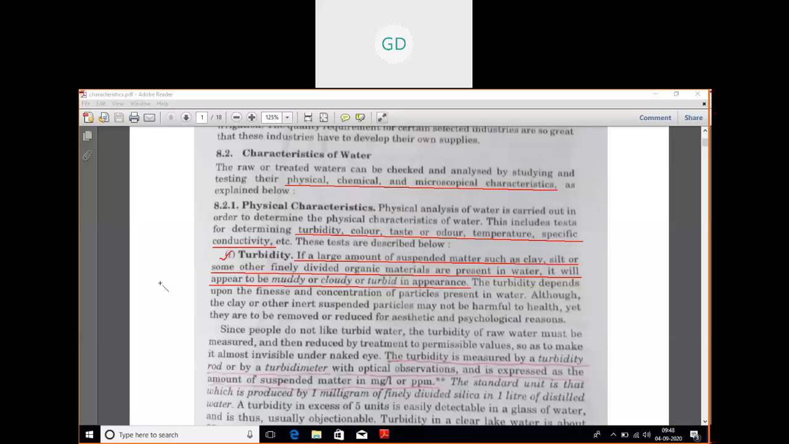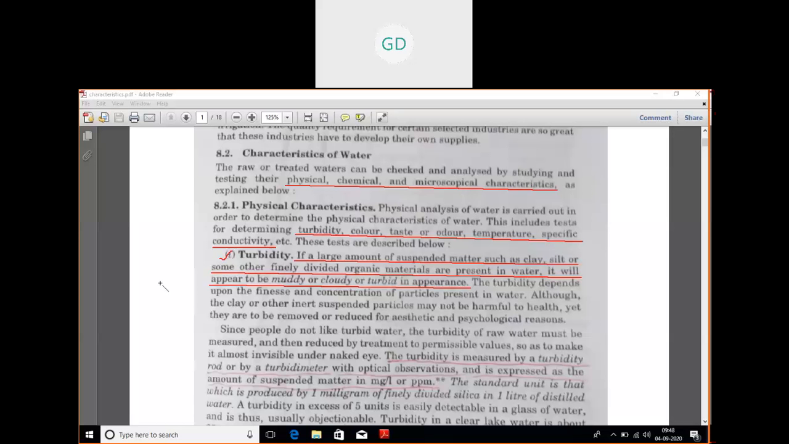Obviously no. If you are seeing with your naked eyes that something is there in the water, it is appearing to be turbid, so we will not drink that water. What government has done is that for turbidity, they have given some permissible limits. If this much turbidity is present in water, then people can drink it.